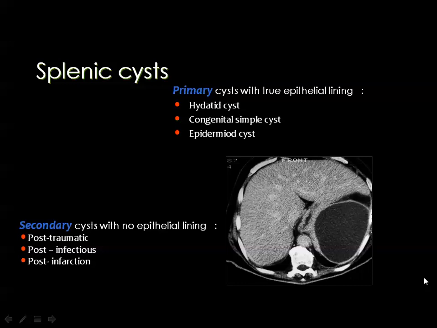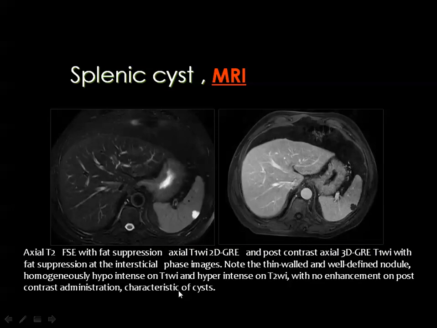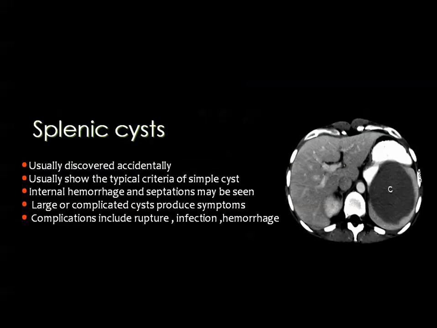And here is an example of post-contrast CT scan of the abdomen showing a water-filled lesion in the region of the spleen, representing a splenic cyst. Then a splenic cyst by MRI will show low signal in the T1 and high signal in the T2, and the cysts in the spleen do not usually show contrast enhancement similar to those of the liver. And then the splenic cysts are usually discovered incidentally, and they show the typical criteria of simple cyst.